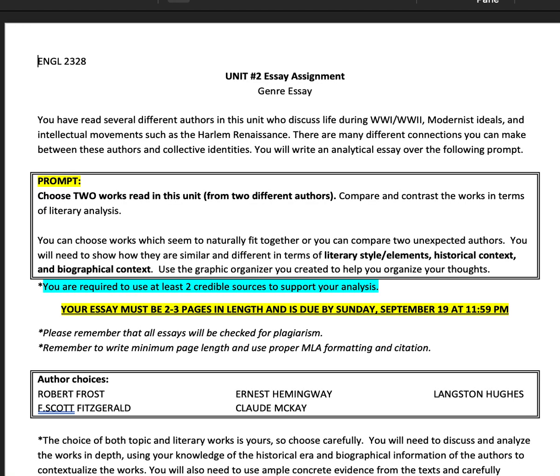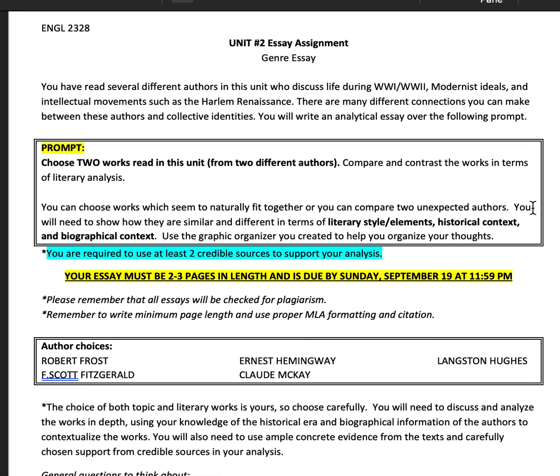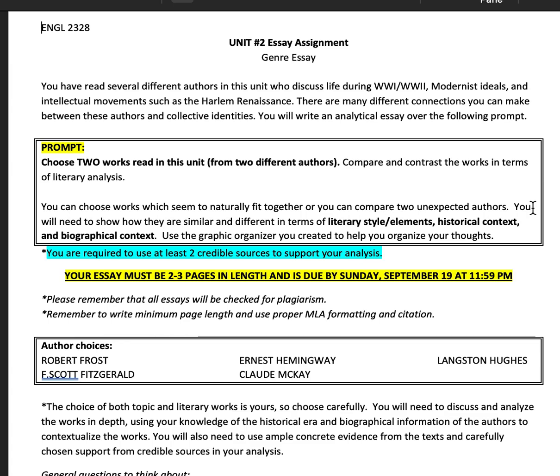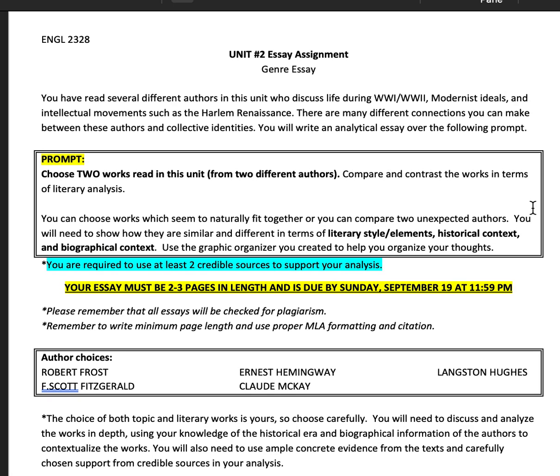Hey everybody. So this is to walk you guys through your second essay. And this one, of course, we went into kind of the modernist era. We looked at different texts across kind of World War I and World War II, and different sort of movements like the Harlem Renaissance. So we took a big step forward in terms of kind of the historical situation and what was happening in the world.